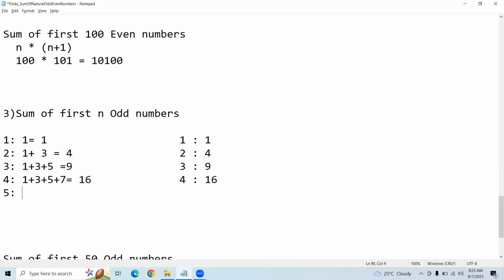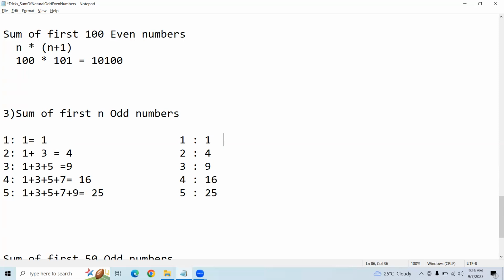Let's go for 5 odd numbers. 1, 3, 5, 7, 9. 9 plus 7 is 16. 16 plus 9, 25. So for first 5 odd numbers, we get the sum as 25. So now try to look at these pairs and see, do we have any pattern? 1, 1, 2, 4, 3, 9, 4, 16, 5, 25. If you know the squares properly, 1 to 30, you will get to know this. Whatever we have on the right hand side, all those are perfect squares. Perfect square means the square of any natural number is called a perfect square.